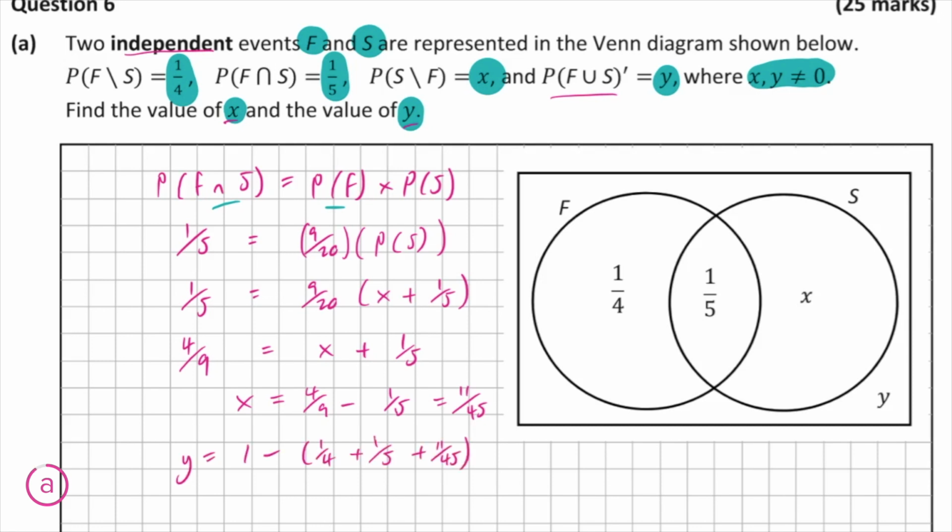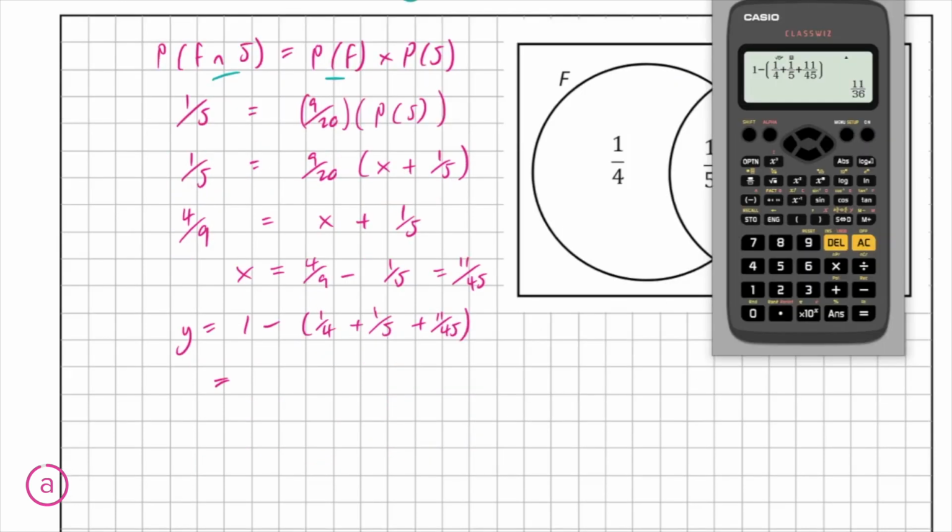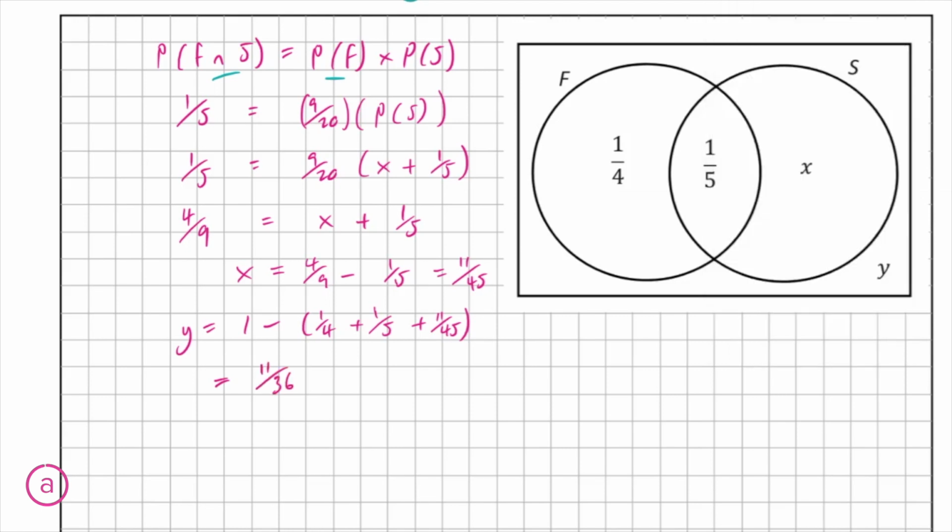So therefore Y is equal to 1 minus 1/4 plus 1/5 plus 11/45, all inside brackets. So the easiest way to do that for sure is just to plug that into your calculator, and the value you're going to get is 11/36. Which means we're done for part A now, and for doing all that, you're going to get 10 marks.